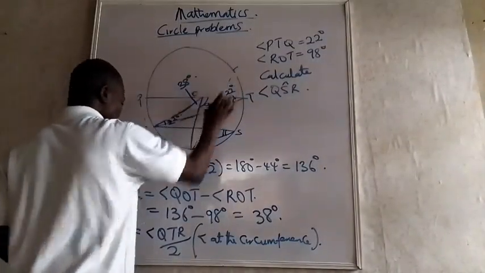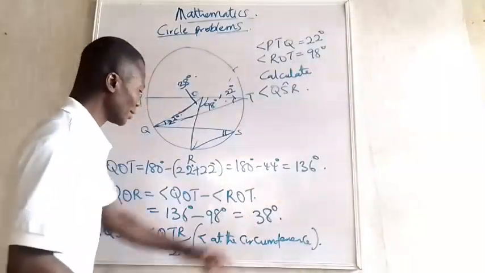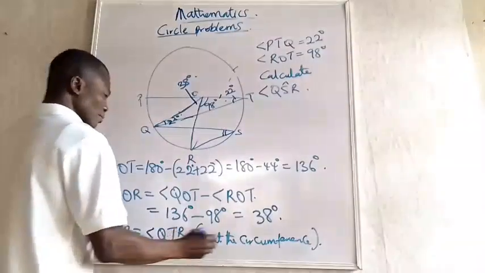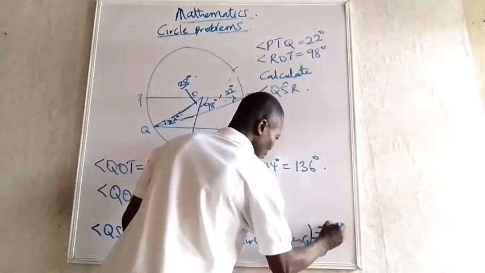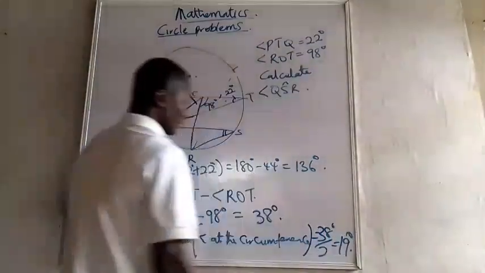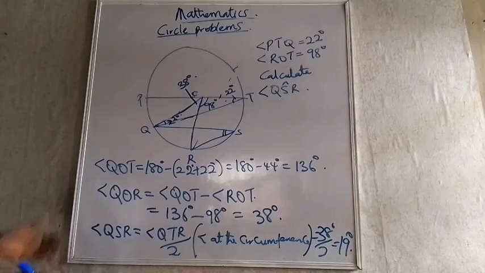And from here now, I can see that I have gotten this one to be 38 degrees. This one now will be equal to 38 over 2. That's 19 degrees. So you can see, very easy, straightforward, and you get your answer. Several conditions might come up. I cannot work everything. But in case you have any challenge, contact me, and I'm promising you to help you out.